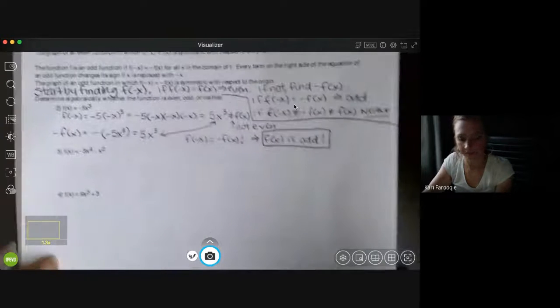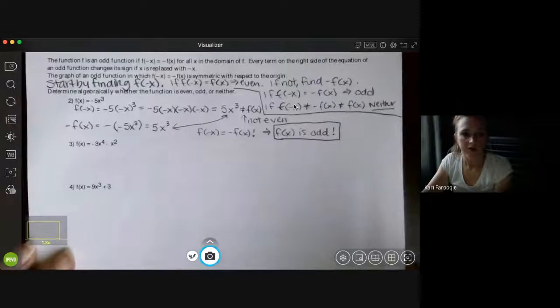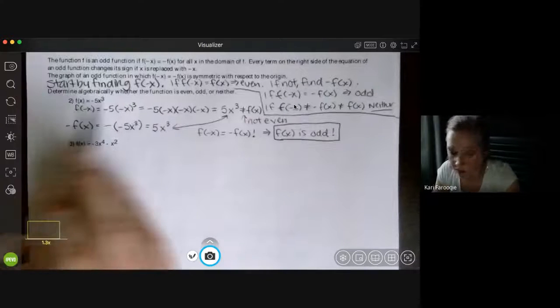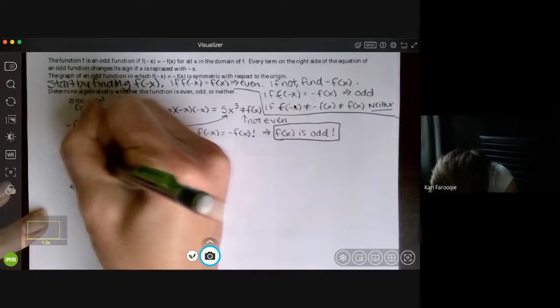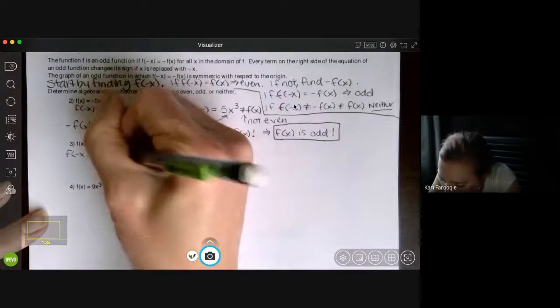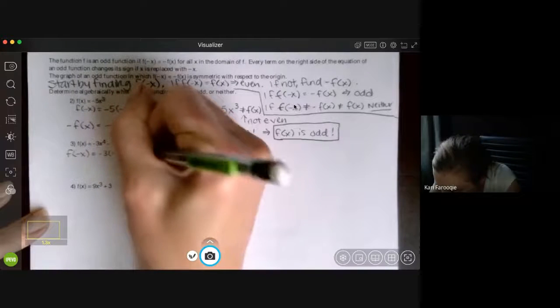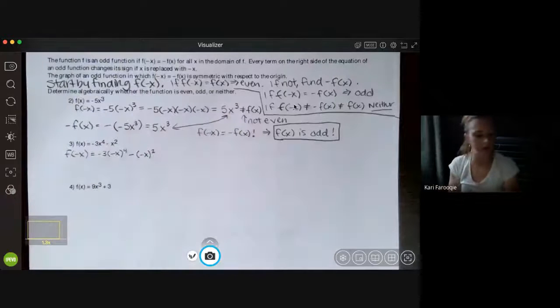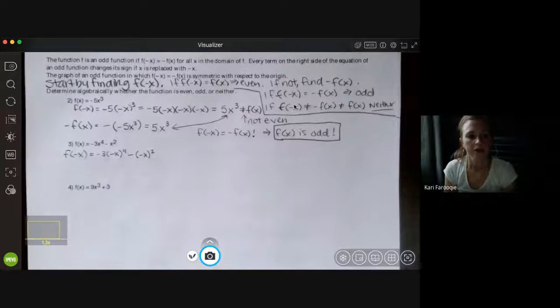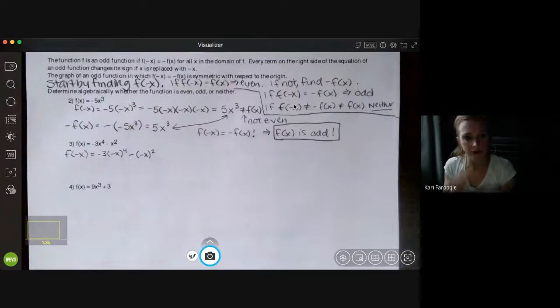Number 3. This one has 2 terms. Always start by finding f of negative x. So we're going to do that first. F of negative x is negative 3 times negative x to the 4th minus negative x squared. Now, if you would like to write out negative x times negative x times negative x times negative x, if you find that helpful, feel free to do that.